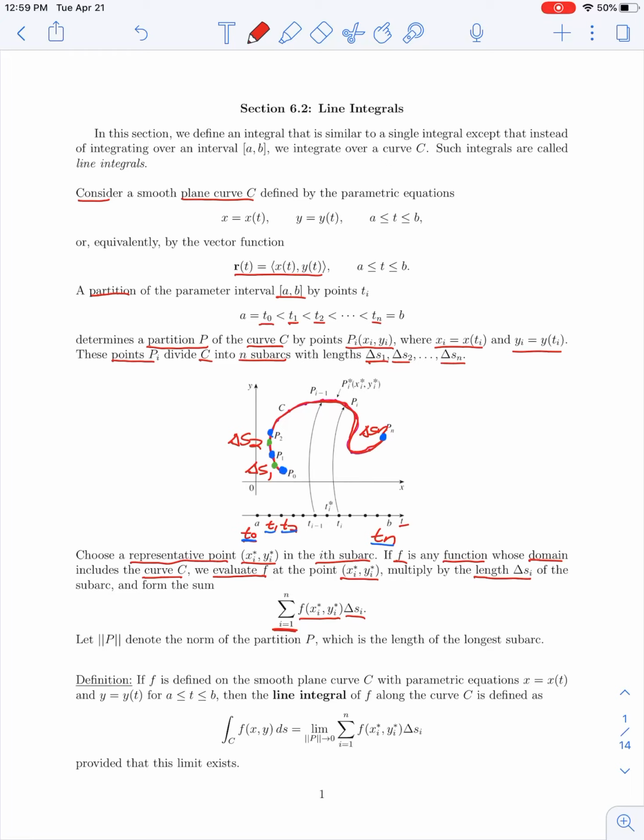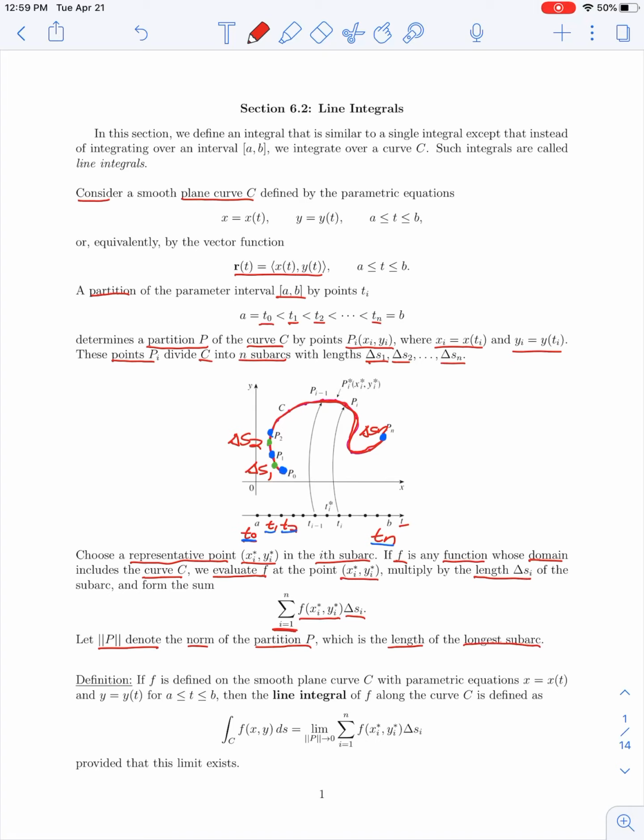So adding up over the little partition arcs that we subdivided our curve into. And now if we let this norm of P denote the norm of our partition P of the curve, if we denote this to be the length of the longest subarc, then to get a finer partition of our curve C, we would allow the norm of this partition to approach 0, so that we're dividing our curve up into smaller and smaller little subarcs. So that allows us to then define a line integral.